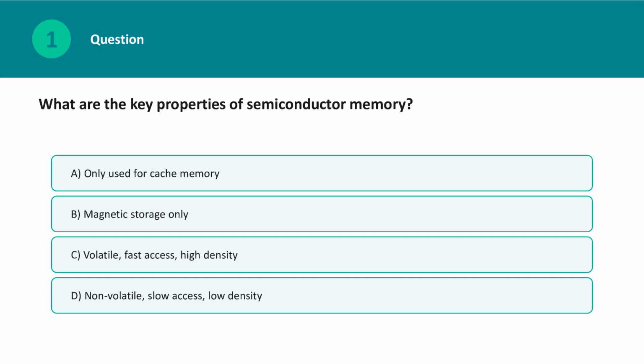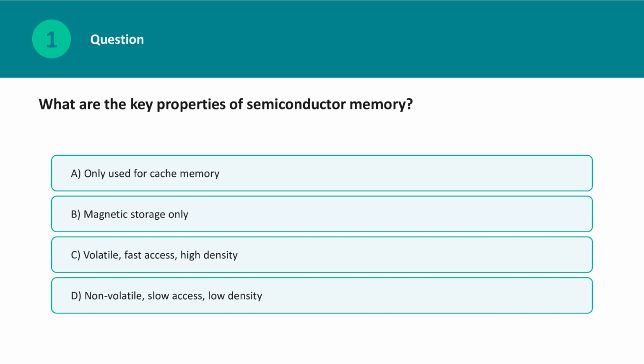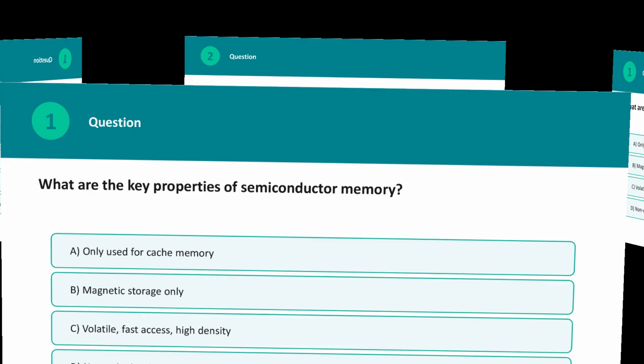What are the key properties of semiconductor memory? A. Only used for cache memory. B. Magnetic storage only. C. Volatile, fast access, high density. D. Non-volatile, slow access, low density. The answer is C. Volatile, fast access, high density.